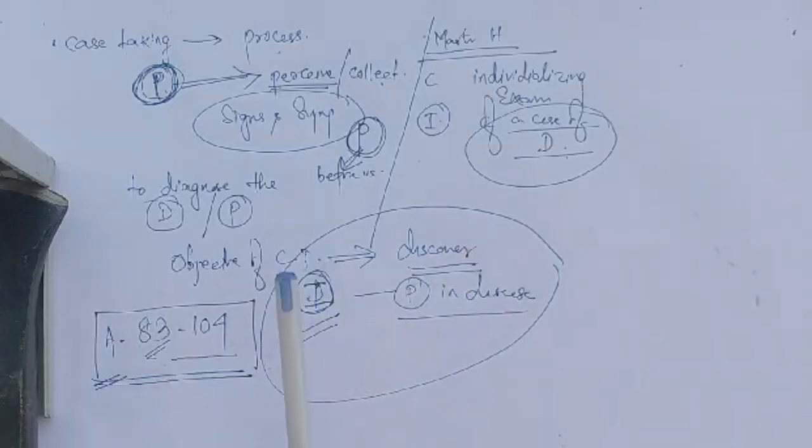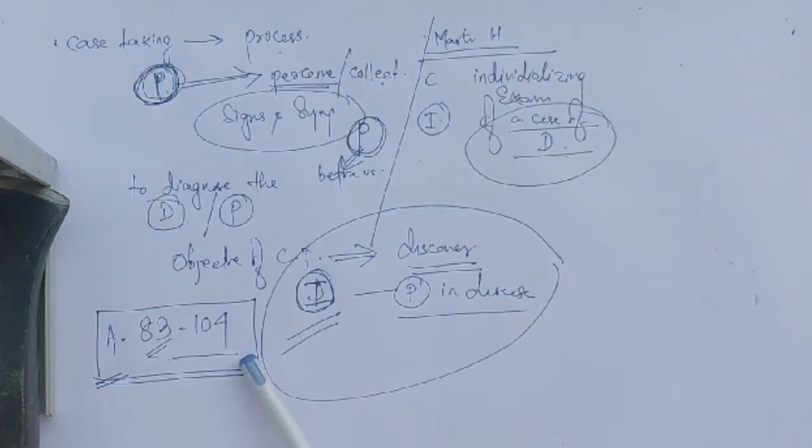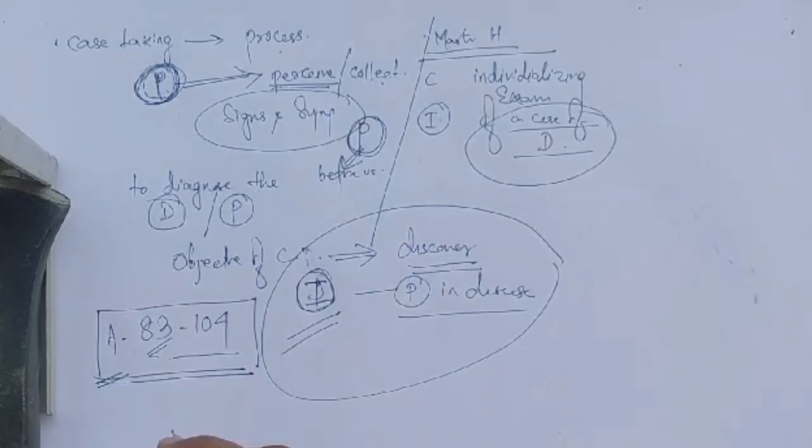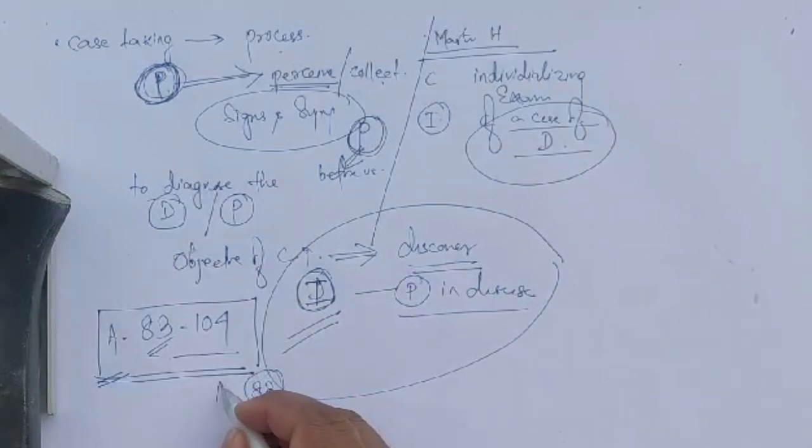Now, regarding what are the instructions given in Organon regarding case taking? It is given in the aphorisms 83 to 104. You could understand, it is given in 83 to 104. Now we will understand one by one how and what are the instructions. Aphorism 83.